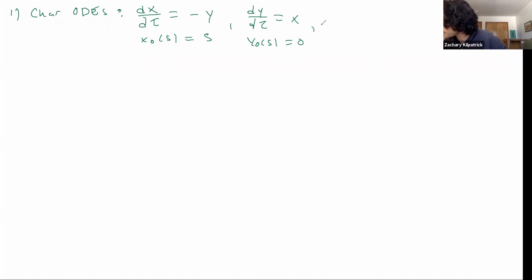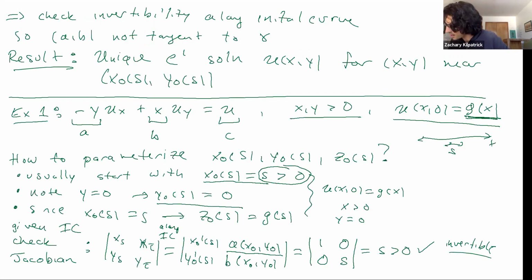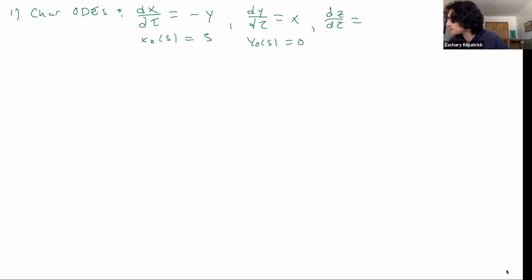And then finally, I have that, let's see if I can move this thing. No, the toolbar is in the way. There we go. Okay. And then we have the dz d tau is equal to what? Well, if I go back here, I have that c is u. But remember, in characteristic land, I replace u with z. So I have dz d tau equals z. And then remember, my initial data tell me that z0 of s is g of s. Okay? That's my first step now.